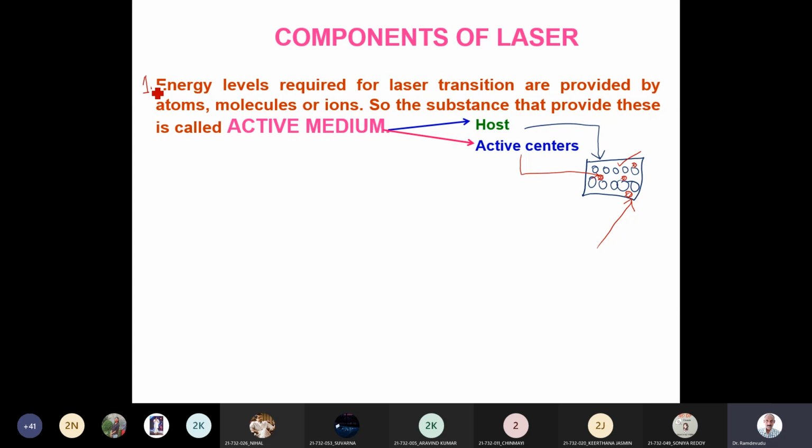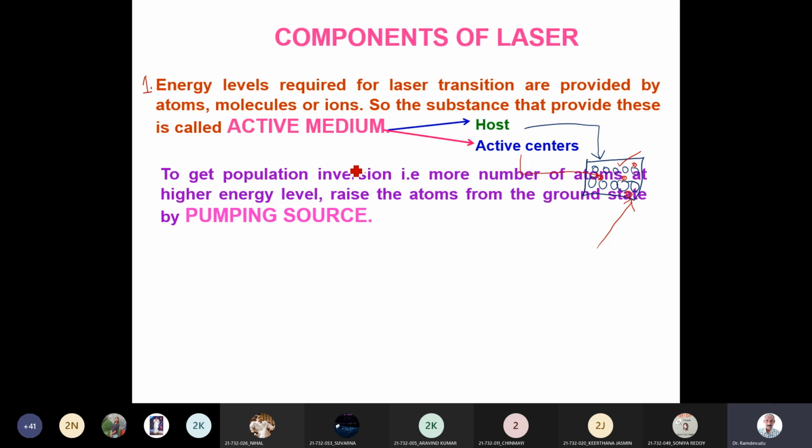Now the second part of it we call the pumping source. A pumping source is one which helps us to get a population inversion. Population inversion is nothing but taking the atoms from the ground level to the excited level, and seeing that there will be more atoms in the excited level E2, called N2, than the number of atoms in the ground state. So that is important.